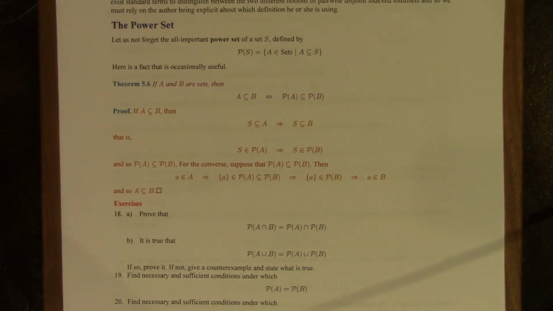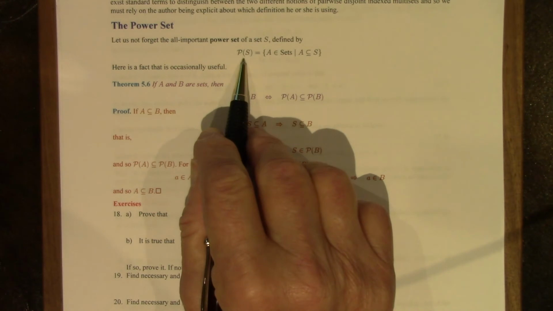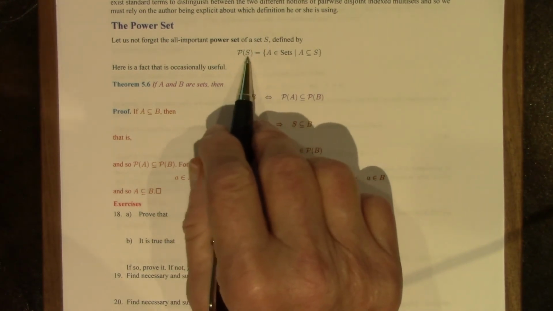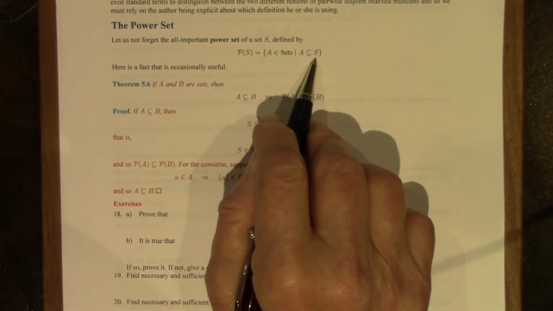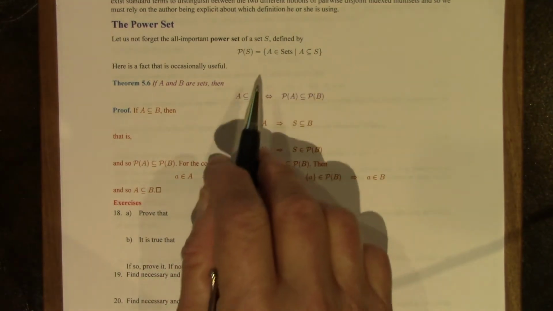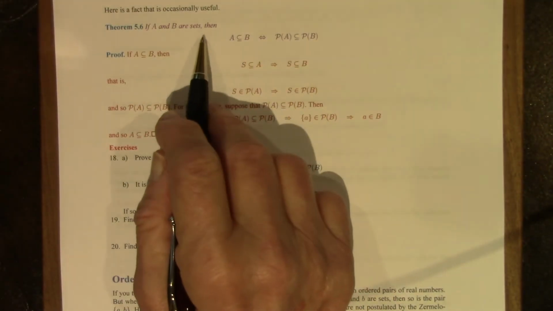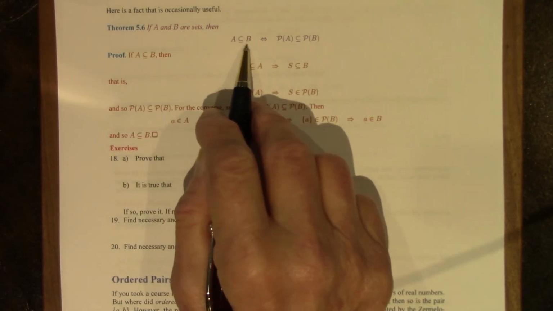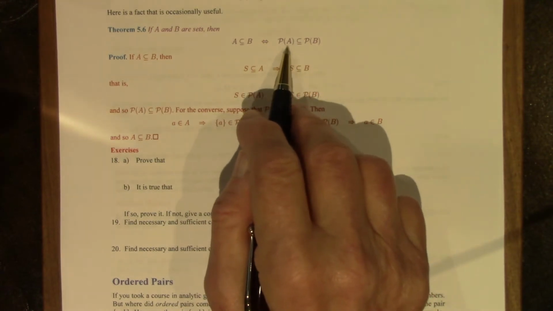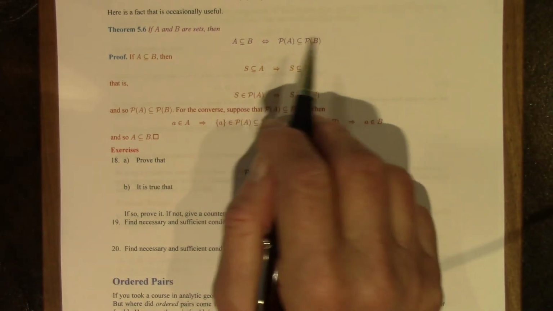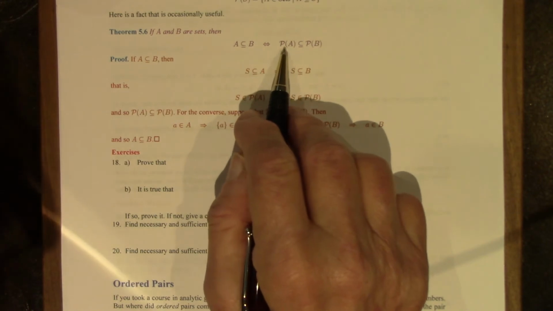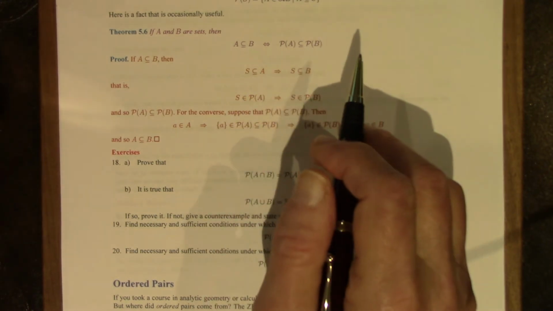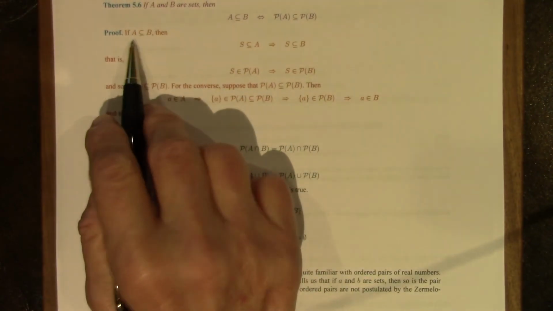Let's make a few remarks about the power set of a set, which we've already defined. If S is a set, the power set of S is the set of all subsets of S, a very important family of sets. I'll give you one fact that is occasionally useful. If A and B are sets, then A is a subset of B if and only if the power set of A is a subset of the power set of B. The proof is fairly simple. It would be a good idea for you to stop the video and try to prove it yourself at this point. Maybe I should have even left it as an exercise, but here is the proof.